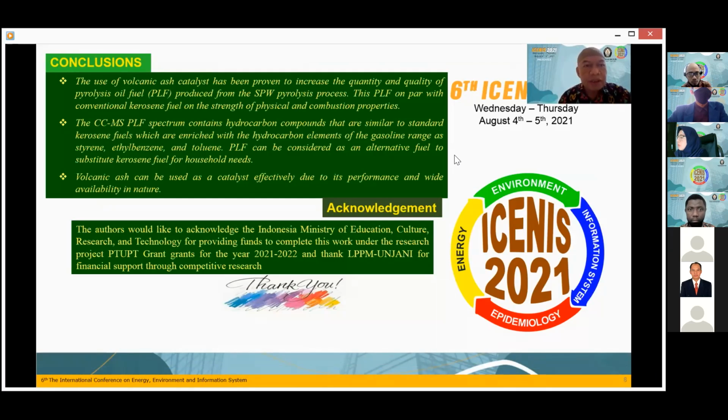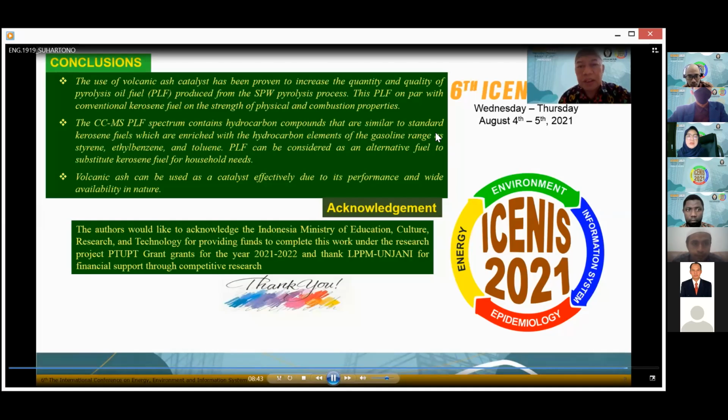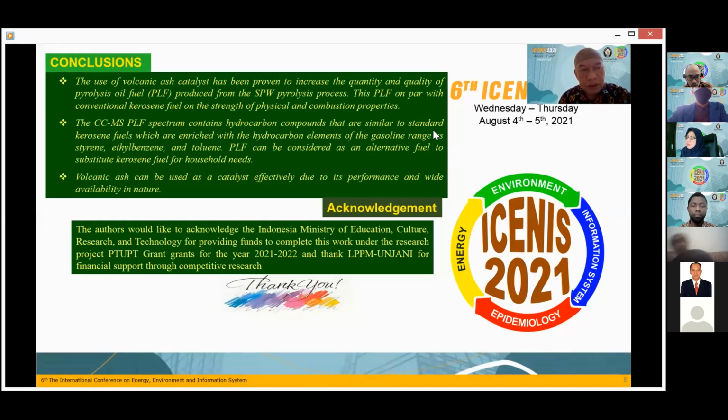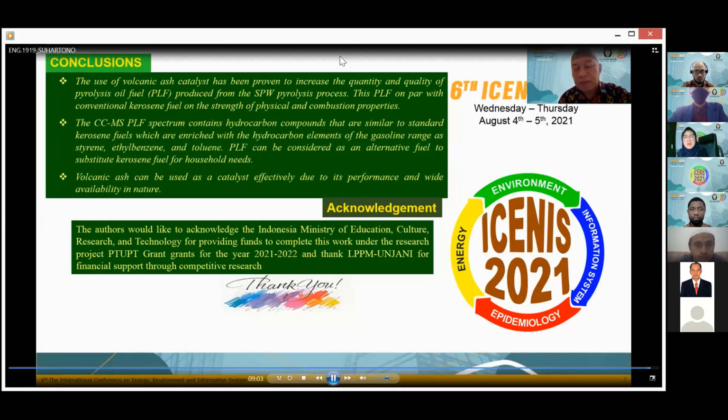The GC-MS spectrum contains hydrocarbon compounds that are similar to standard kerosene fuel, which are enriched with hydrocarbon elements of the gasoline range such as styrene, ethyl benzene, and toluene. Pyrolysis liquid fuel can be considered as an alternative fuel to substitute kerosene fuel for household needs. And also, volcanic ash can be used as a catalyst effectively due to its performance and wide capability. And this is the end of my presentation.